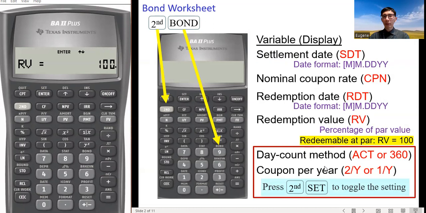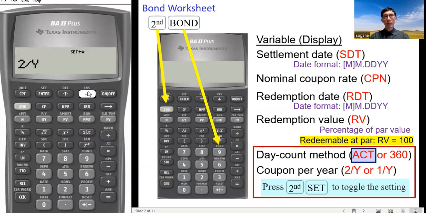For the day count method, we can choose between ACT or 360. And in this video, we will use the ACT day count method. To swap between the two methods, we press the second key and then the button set. Set is the second function over the enter button. So by pressing the second key and then set, we can swap between the two methods.